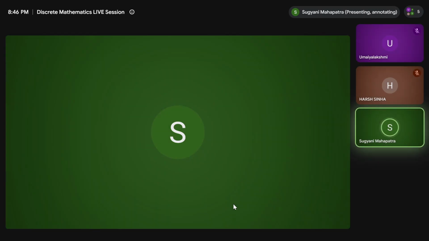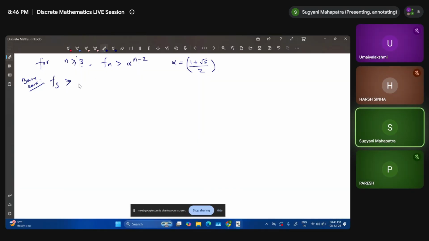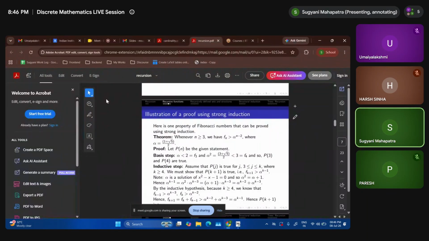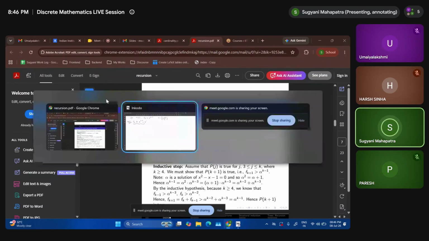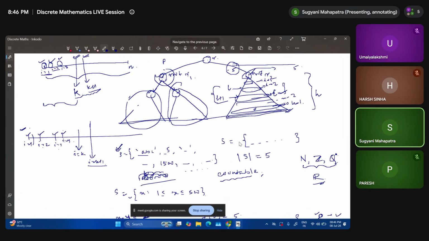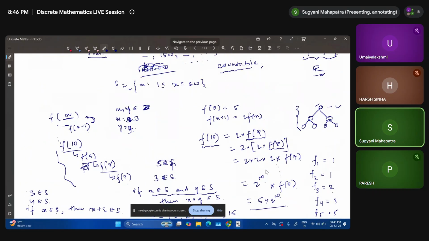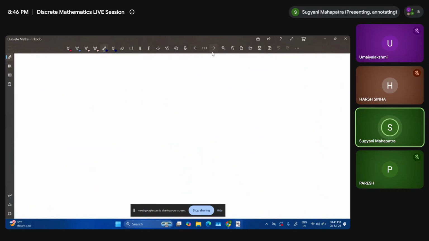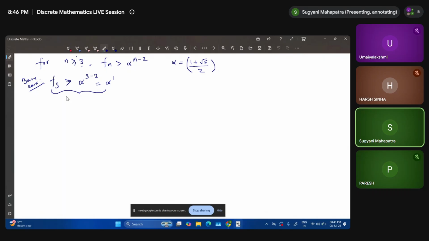According to this proof, F3 should be greater than alpha to the power 3 minus 2, which is equal to alpha to the power 1. This is our basis. This is what we have to prove for our basis, right? So now F3 is equal to what? F3 is equal to 2, right? Yeah, F3 is equal to 2.